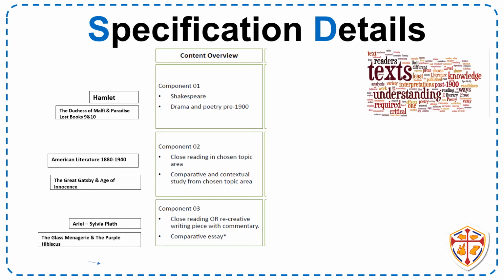Component 2 is a close reading of American literature ranging between 1880 to 1940, and also a comparative and contextual study of The Great Gatsby and the Age of Innocence. Component 3 is the coursework element, where students will produce a 1,000-word essay on Ariel from Sylvia Plath and a comparative essay of 2,000 words on The Glass Menagerie and The Purple Hibiscus.